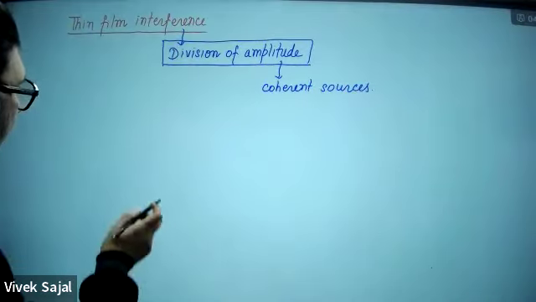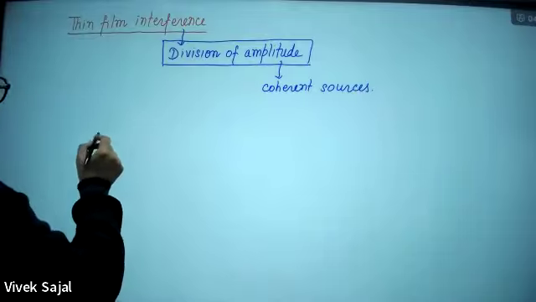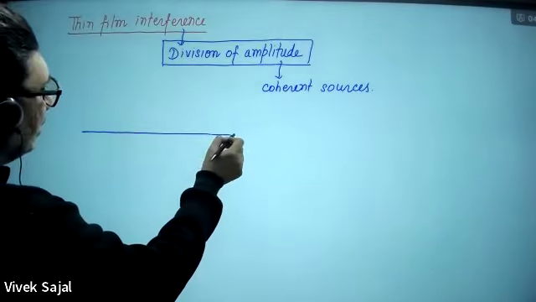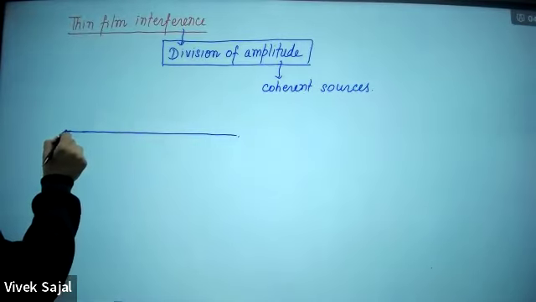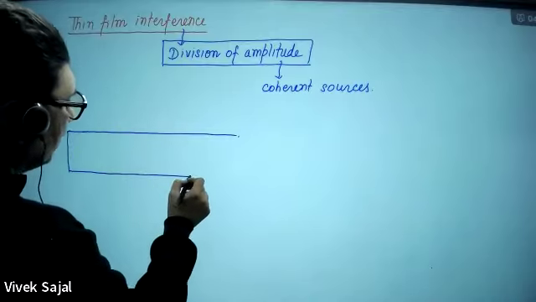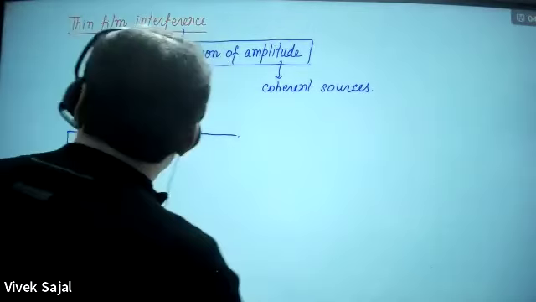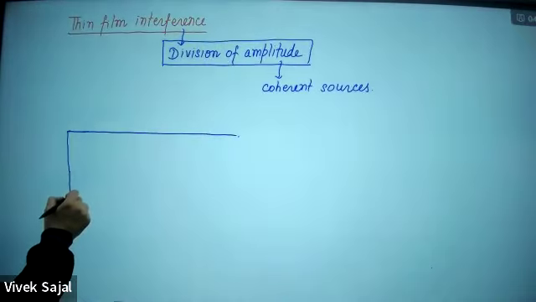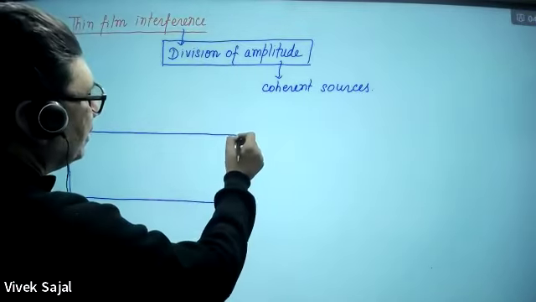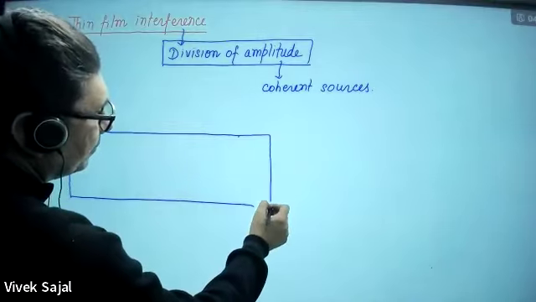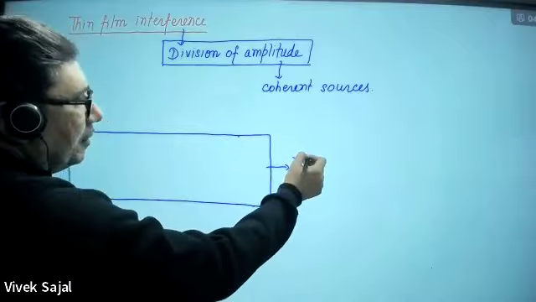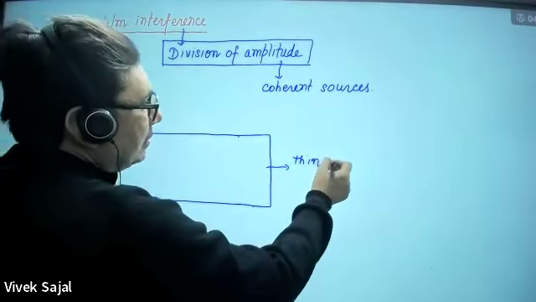To explain this, I'm taking a glass plate, a thin glass plate, which is surrounded on both sides by air. So this is a thin glass plate.